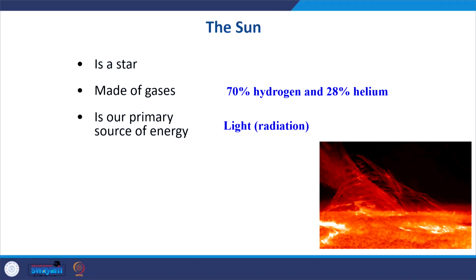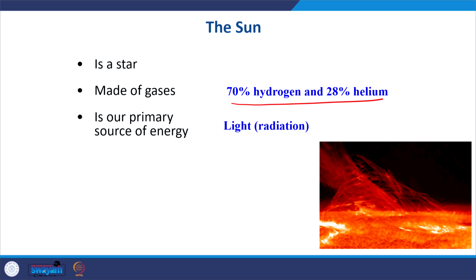a star which is the only star in our solar system and is one of the billions of stars in our galaxy. So, Sun is entirely made up of gases which are 70% hydrogen and 28% helium. So, Sun is primarily a nuclear fusion reactor which is powering the solar system with its energy in different forms.